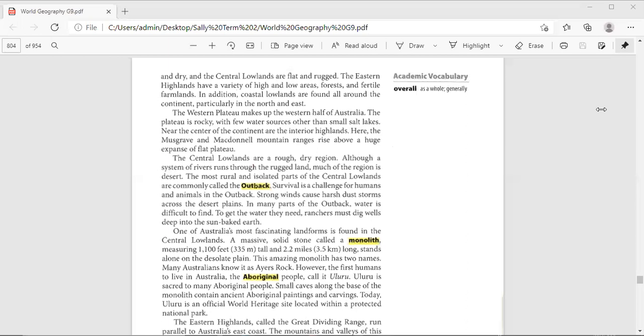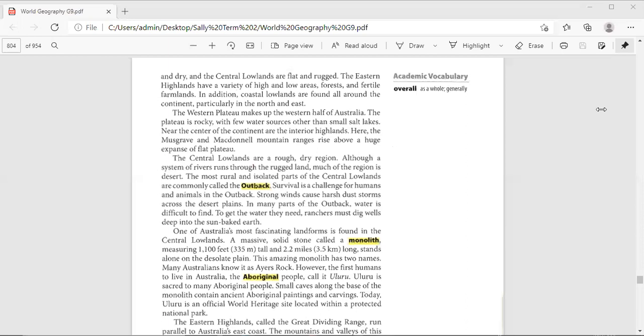Thank you very much, Abdurrahman. Actually, Abdurrahman said again that survival is a challenge for both humans and animals, because in the outback we have strong winds which cause harsh dust storms across the desert plains. Also, in many parts of the outback, water is difficult to find. So the solution to find water was to dig under the ground, dig wells into the sun-baked earth.